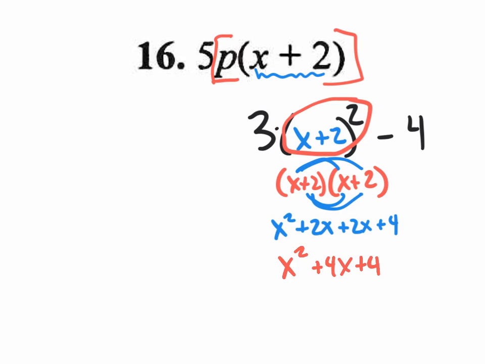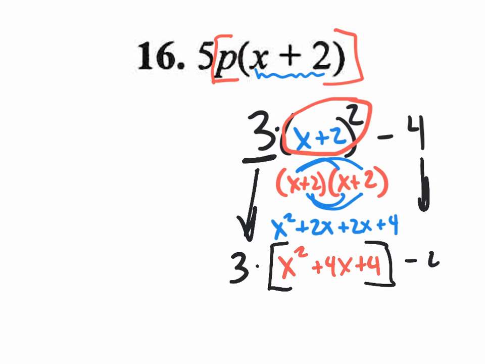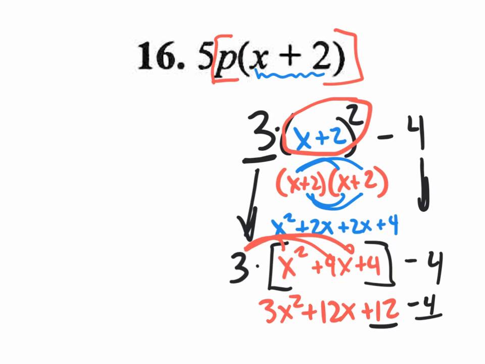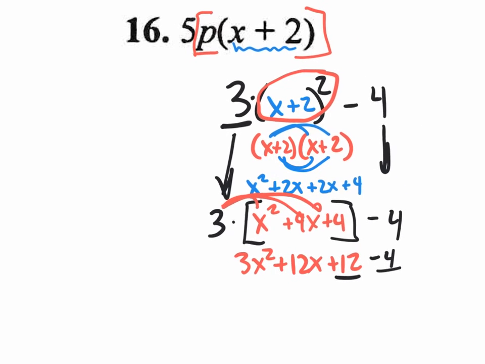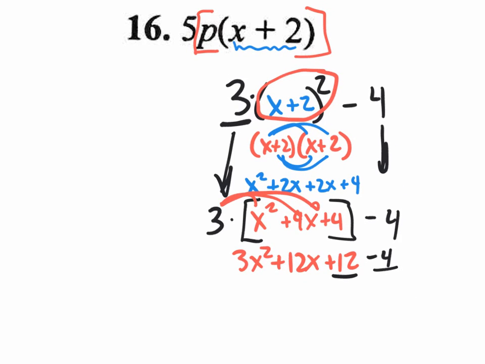Now we still have the multiplication of 3 that's out here in the front. So I want to put this in parentheses or brackets, put that multiplication of 3 out there in the front. I'm also going to bring down the subtraction of 4. So I've already dealt with exponents. Now I'm going to deal with multiplication by distributing. So 3 times x squared, that's 3x squared. 3 times 4x, that's 12x. 3 times 4 is 12. And then bring down the minus 4. And you can now combine the 12 minus 4, and we get what? 3x squared plus 12x plus 8.